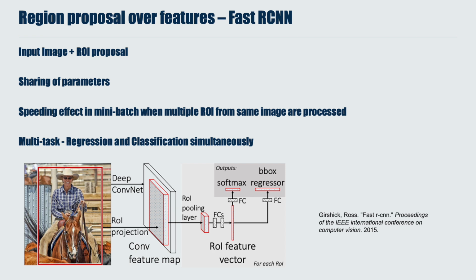And afterwards, as you see, once they have their pooled layer for their region of interest, they pass it through two fully connected layers, and they output both the classification and the regressor of the box, so that they can do the regression and the classification at the same time.